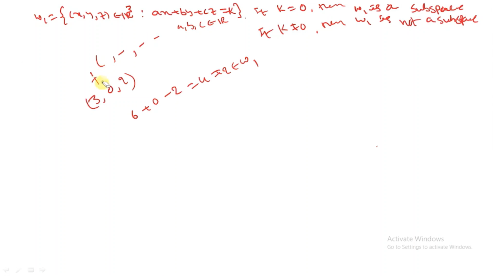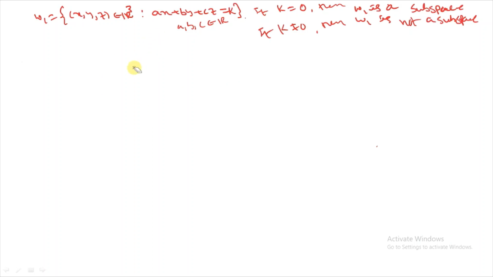They're given W1 as (x, y, z) belonging to R3, with 2x + 3y − 4z equal to 0. Is it a subspace of R3 or not? It's true, it's a subspace. Suppose they're given 2x + 3y − 4z equal to 2. Is it a subspace? No. Because of this reason, or you can give a simple reason. What is the simple reason?